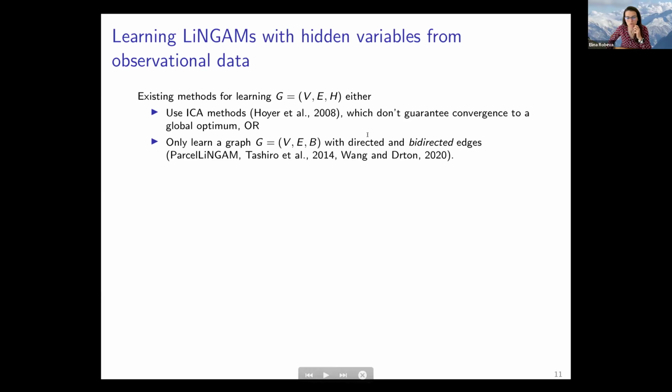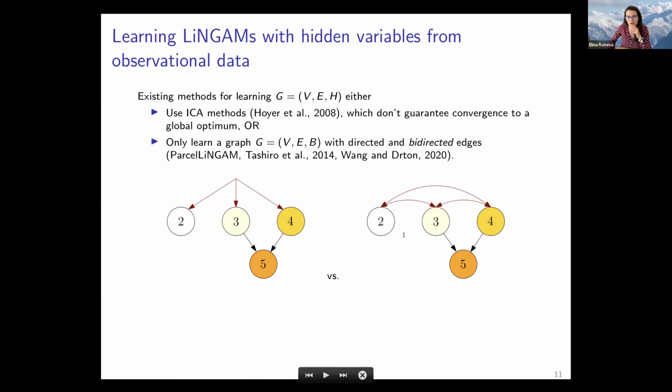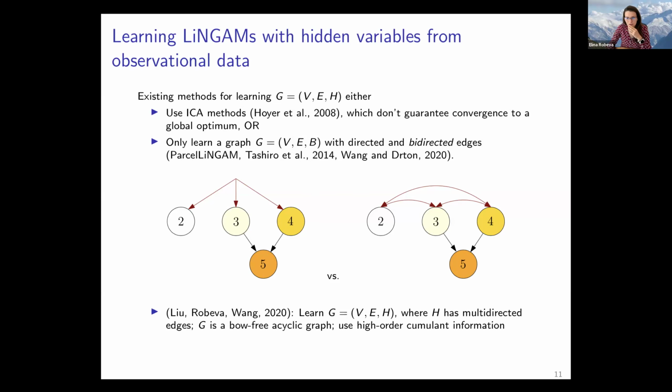But most of the methods that do that, they actually learn bidirected edges. So if this was the graph, they would actually learn this graph that has 3 bidirected edges instead of 1 3-directed edge. And the reason is that if you are in a Gaussian setting, you can't distinguish between these two. And I think people are just used to looking at graphs with bidirected edges, which is why they aren't necessarily looking at these multi-directed ones. And so we give a very simple way to actually distinguish these two cases using higher order cumulant information, which I'll tell you in a second.